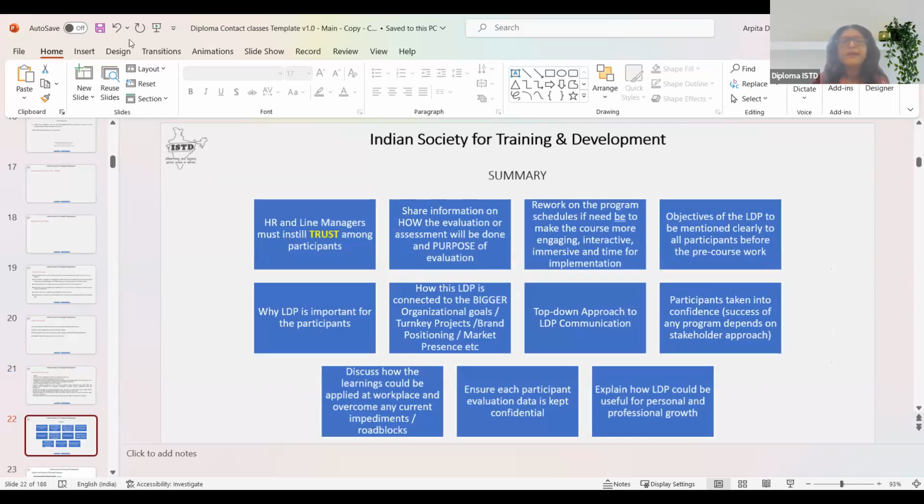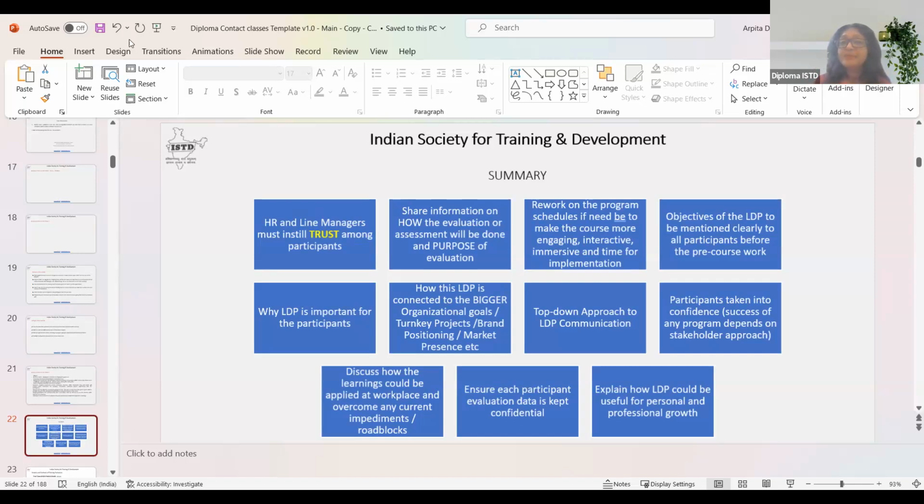Just to gist, HR and line managers must instill trust among the participants, and share information on how the evaluation or assessment will be done and the purpose of evaluation. Rework the program schedules. It may not be 1 year; it can be done in 9 months, it can be done in 7 months, in different approaches. So rework the program schedules if need be to make the course more engaging, more interactive, more immersive, and there should be time for implementation in between modules.